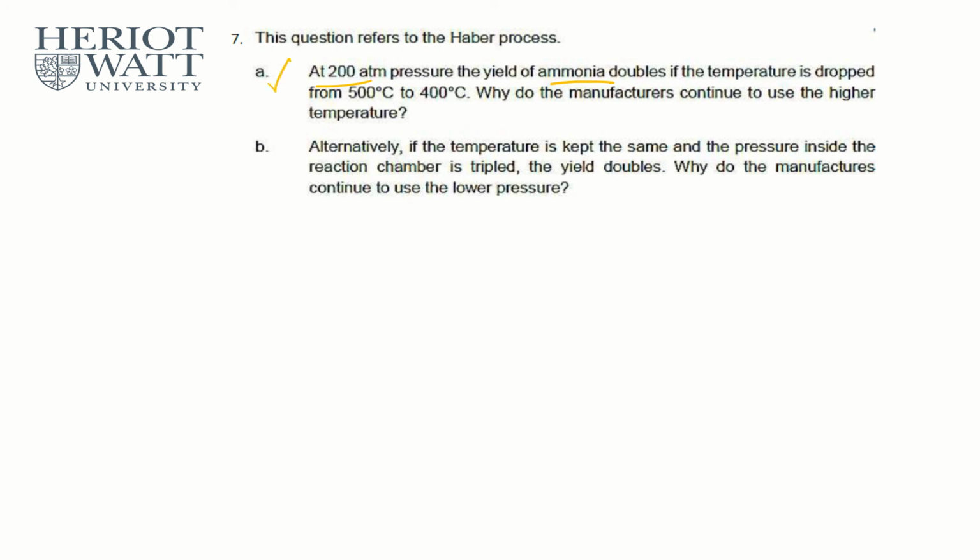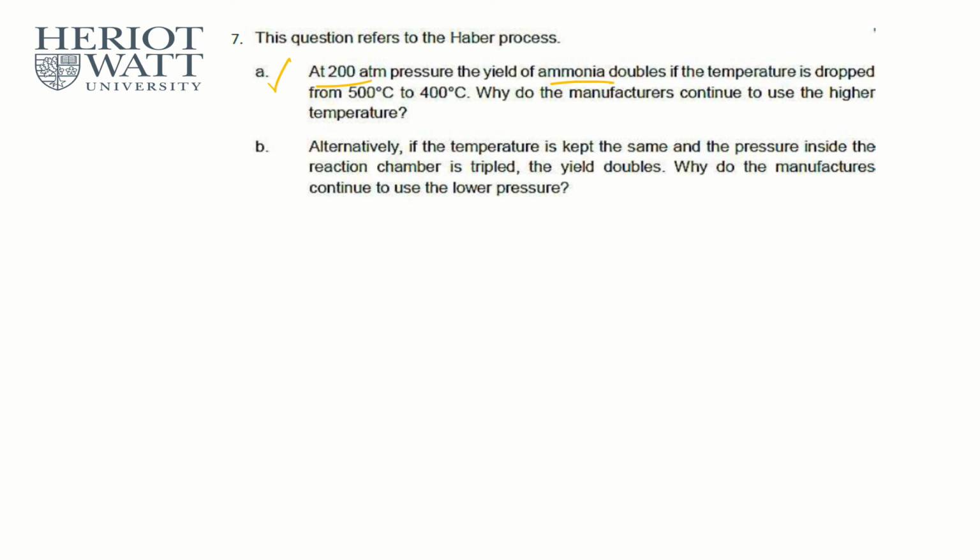For B, guys, alternatively, if the temperature is kept the same, but the pressure inside the reaction chamber is tripled. So instead of 200, we increase it 3 times, so 600 atm. The yield actually doubles. So why do the manufacturers continue to use low pressure? Again, what is that reason? Because of safety reasons, because of cost, money, right?